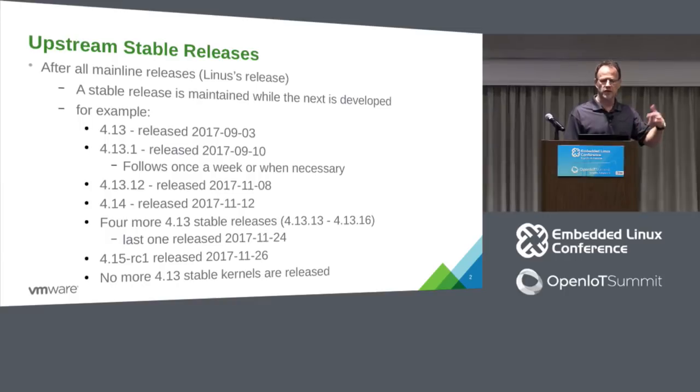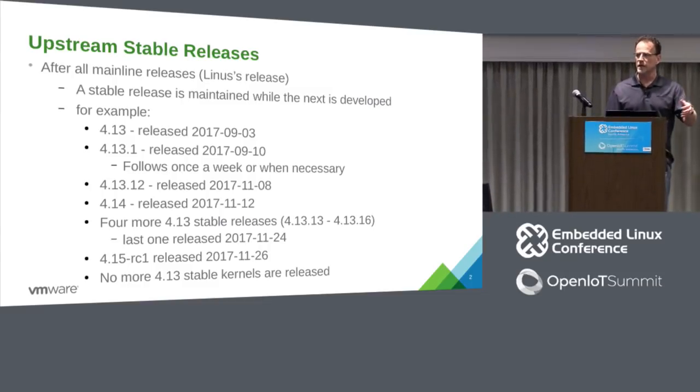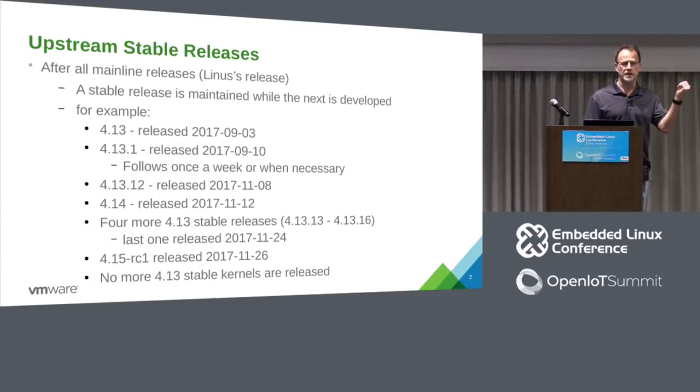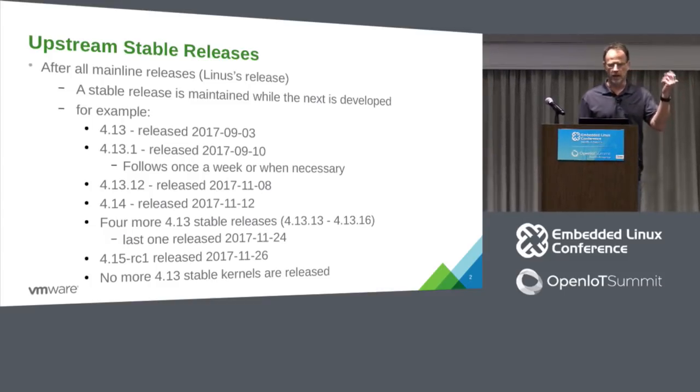So after, you know, 4.14 is released, you have a 4.13 that gets stable releases, 4.13.1, 2, and so on. When 4.15 RC1 is released, the previous release, 4.13, is no longer supported, and 4.14 is now the stable release. So really it's just back one that we do the stable releases. This is the way we started. This is the way we liked it. But some people didn't think that was good enough.